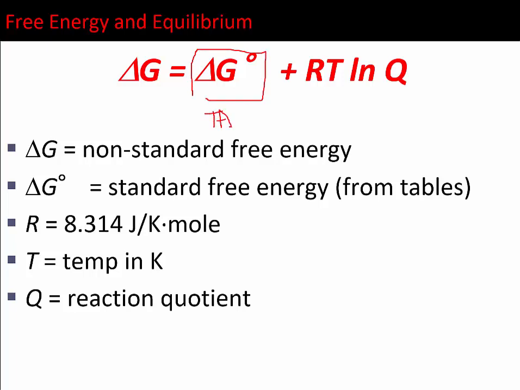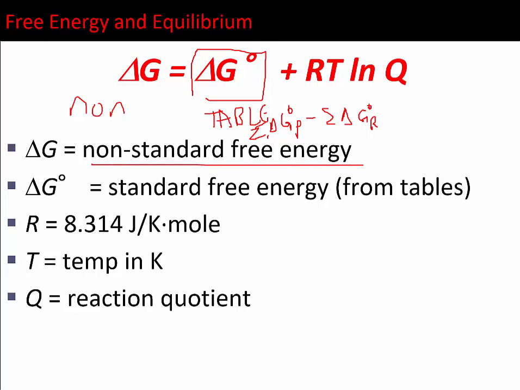You just do some tables, and you're going to do the sum of the delta G naughts of the products minus the sum of the delta G naughts of the reactants. But you're going to need to adjust it to get your non-standard state free energy. And you're going to need to account for things like temperature and the ideal gas law to make it all work. And it's going to be adjusted in some kind of natural log way, because our entropy is really going to be natural log based.